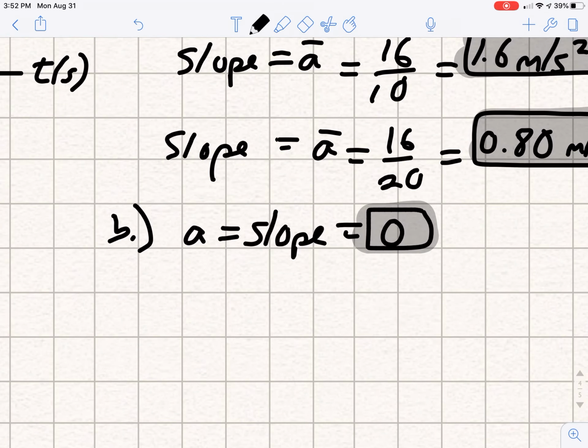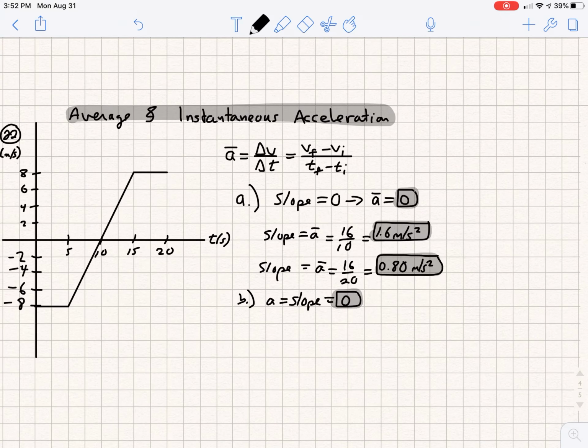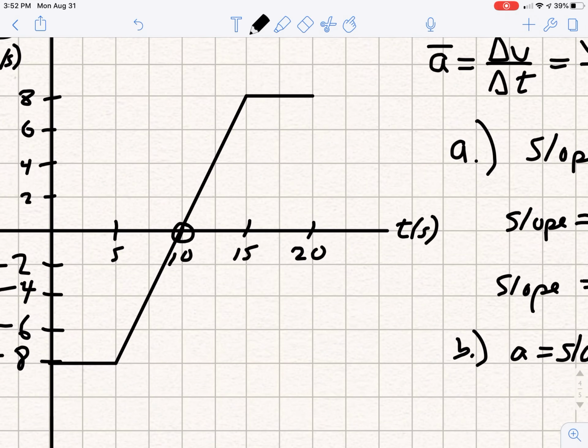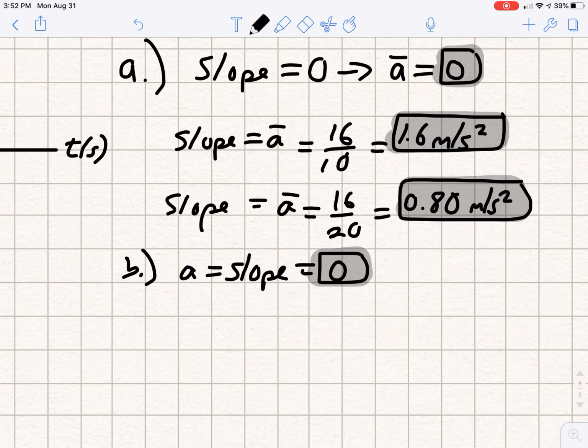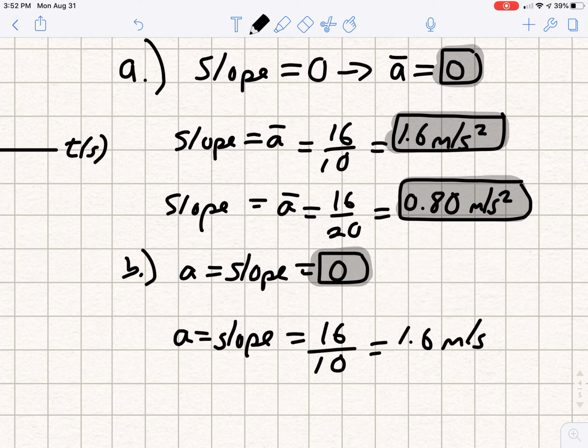The second time mentioned is at 10 seconds. Well, 10 seconds is right here, right in the middle of that sloped line right there. And again, the instantaneous acceleration equals the slope, which is a slope of about 1.6 meters per second squared. Same as the average acceleration we found between 5 and 15 seconds.